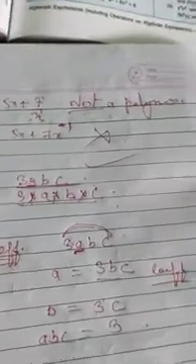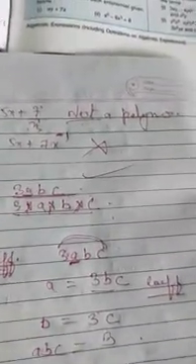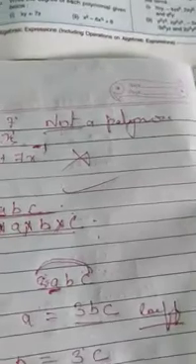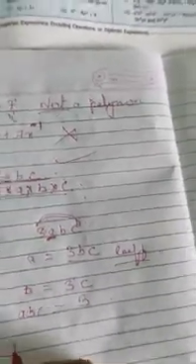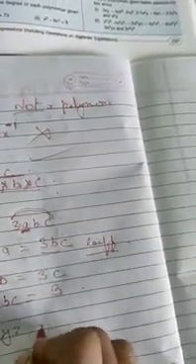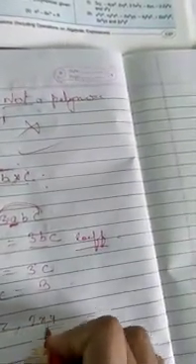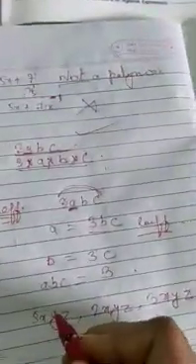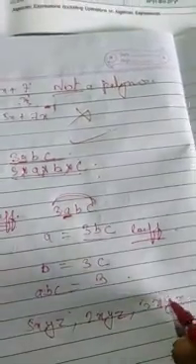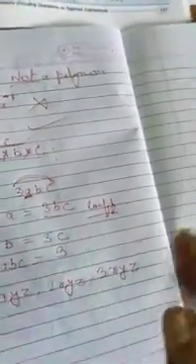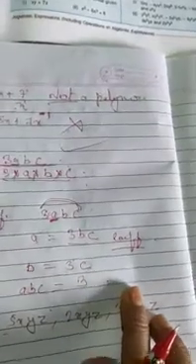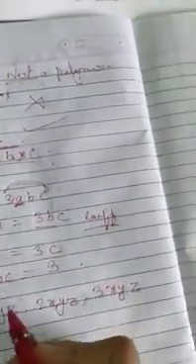Like and unlike terms: same variable with same degree, that is a like term. Which is not the same, that is an unlike term. See here, 5xyz, 2xyz, 3xyz. So same degree, 1 1 1 1 1 1 1 1 1. Whatever the number, you ignore the number. The number does not matter, but the variable should be the same and the degree should be the same. Then it is called a like term.